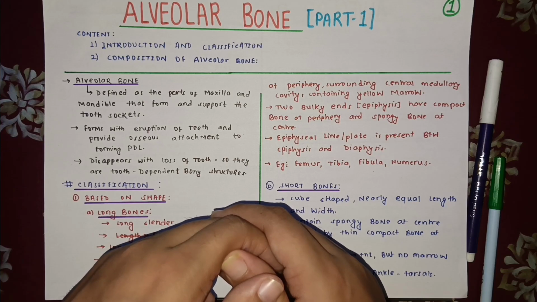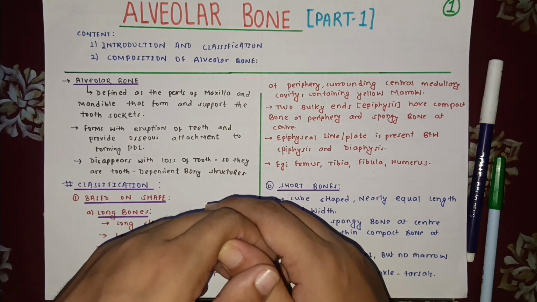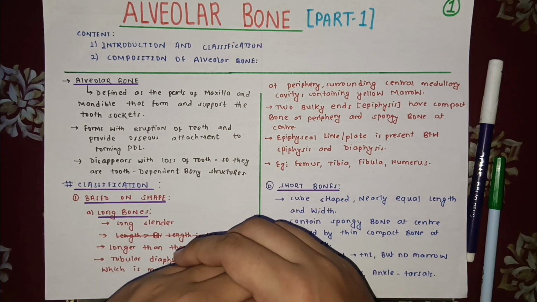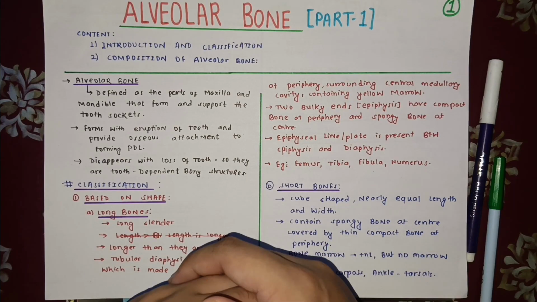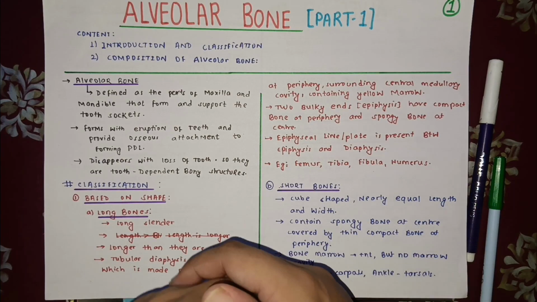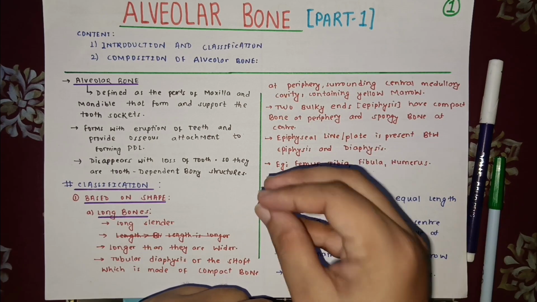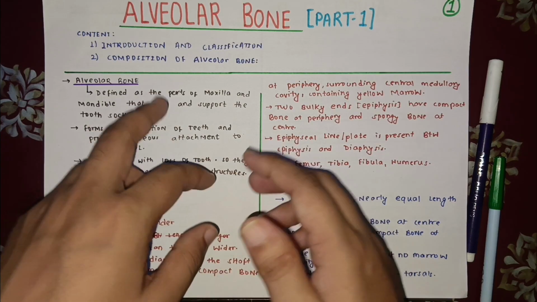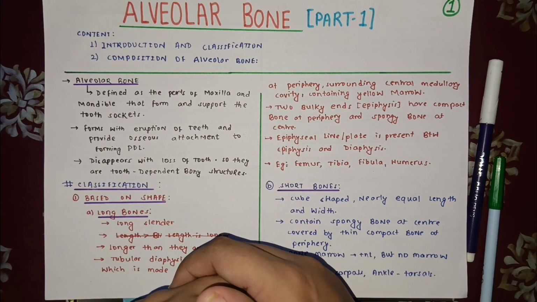So this is our first video on the alveolar bone, and today we are going to start this new chapter of dental histology. In the previous video we discussed the oral mucosa, so we have completed 6 chapters of dental histology till now. From today we will start this new chapter, alveolar bone, and we will also complete this chapter. In this first part we will be discussing the introduction, the classification of the bone, and the composition of the alveolar bone. So without delaying much, let's start today's video.